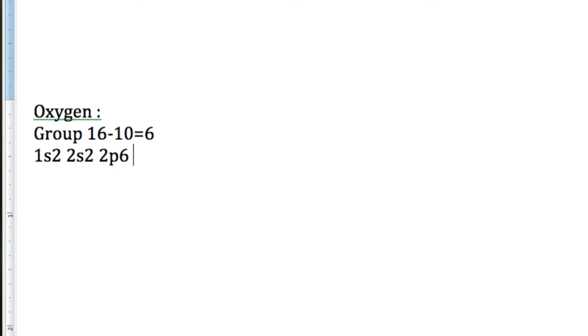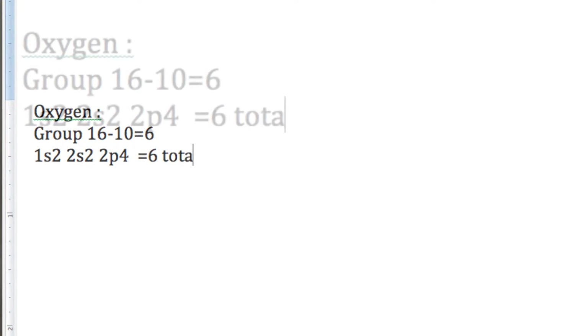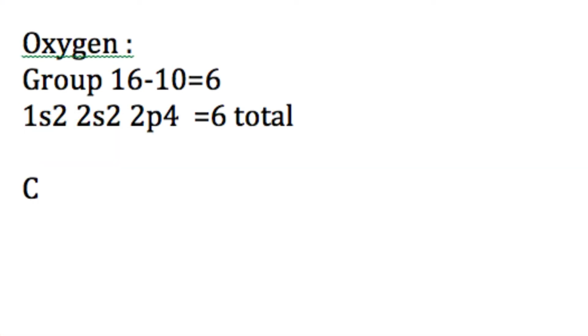1s2, 2s2, 2p6. And so how many are in the second energy level? You get 2 in the s, 4 in the p. I said 2p6, but that's wrong. It was 2p4. 4 in the p, and that's a total of 6 electrons. So oxygen has 6.